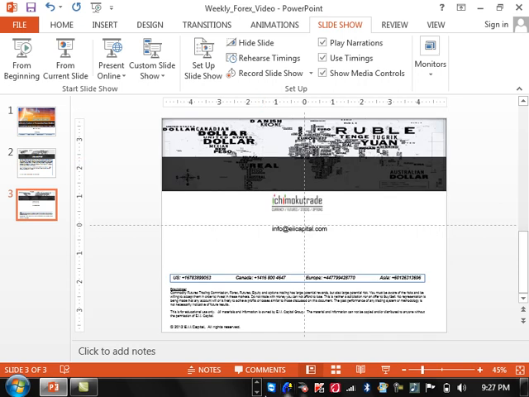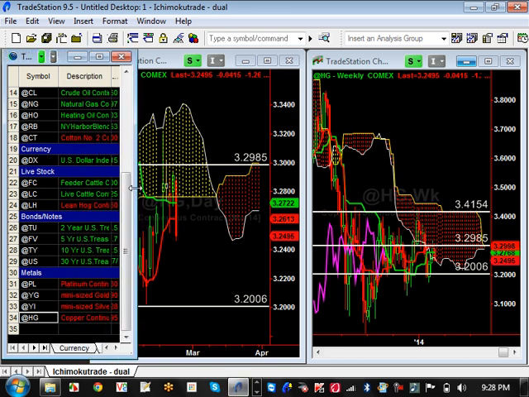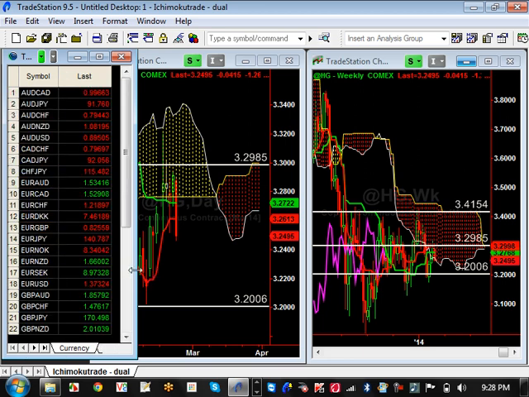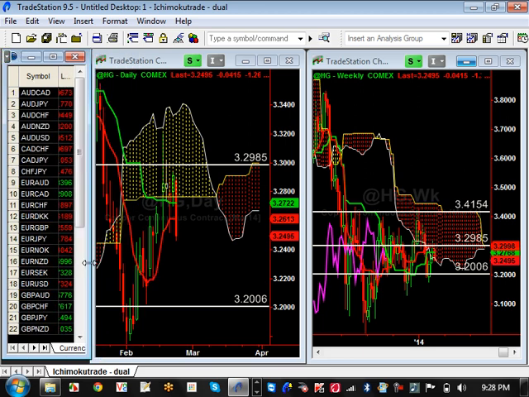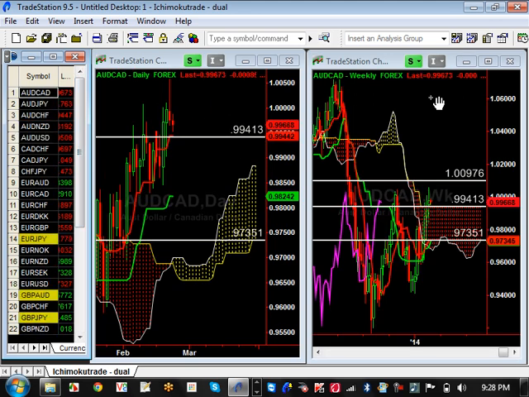Okay, so let's go straight to the charts and start looking at them. Well, these are the wrong charts to begin with. Let me go to futures. Currencies, not futures. Okay, let's go to currencies. Let's go to Australian CAD. Remember, on the left-hand side is the daily time frame, and the right-hand side is the weekly time frame.